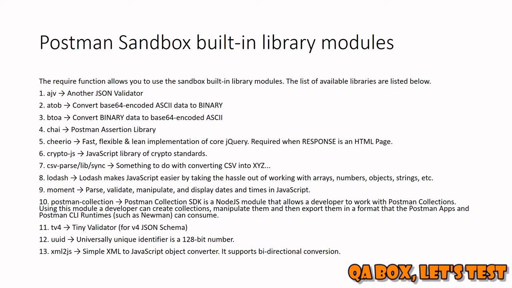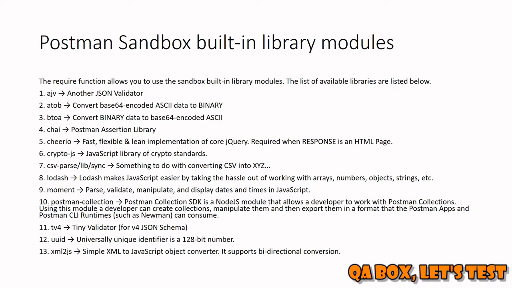Postman collection SDK is a Node.js module that allows a developer to work with Postman collections. Using this module, a developer can create a collection, manipulate it, and export it in a format that Postman apps and Postman CLI runs can consume. I never use that. Tiny Validator, I already talked about. UUID is universal unique identifier. It generates a unique number in case you require that.